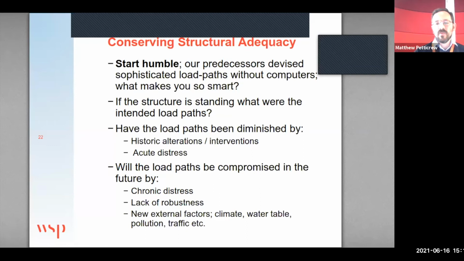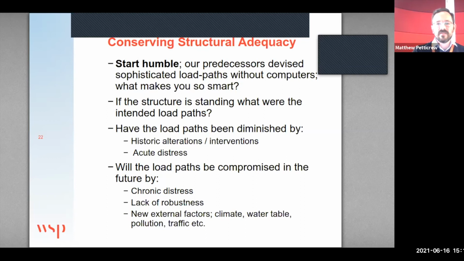We then might think about, will the load paths be compromised in the future by perhaps some sort of chronic distress that hasn't yet reached the point of being acute? Or perhaps because there's some lack of robustness that could make the structure vulnerable in a way that it hasn't yet been tested. Or perhaps just the world has changed and there are some new external factors. Maybe the climate has made the wind blow stronger than it had before. Maybe the water table is either higher or lower than it was before. Or maybe there's pollution or additional traffic or something like that that wasn't present when the structure was originally conceived.